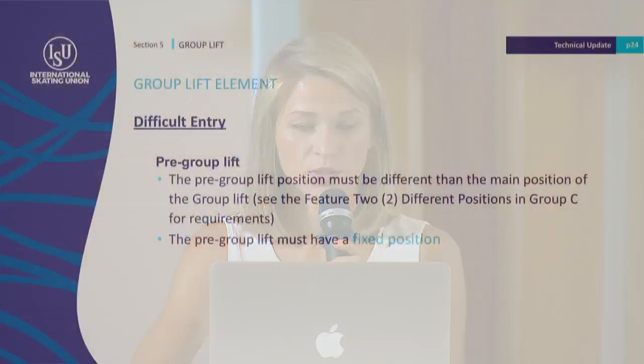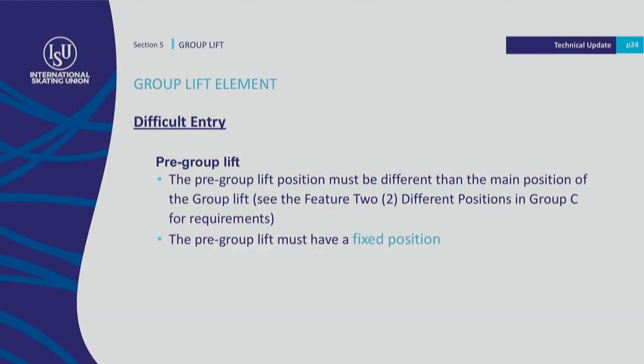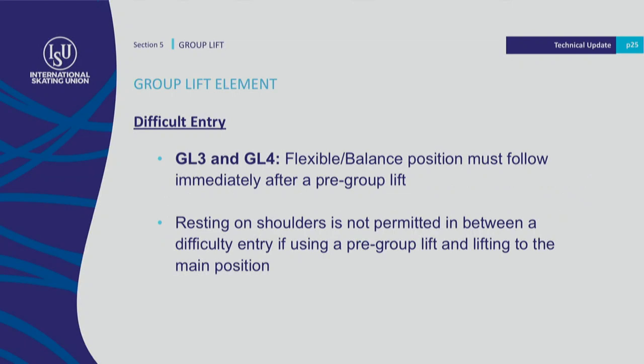Difficult entry. To be counted as a difficult entry, a position of the lifted skater in a pre-group lift must be fixed. This is a new requirement for this new season. If a team is using a difficult entry, then the main position of the group lift must be attained immediately after a pre-group lift. So resting on the shoulders is not permitted in between a pre-group lift and lifting to the main position.